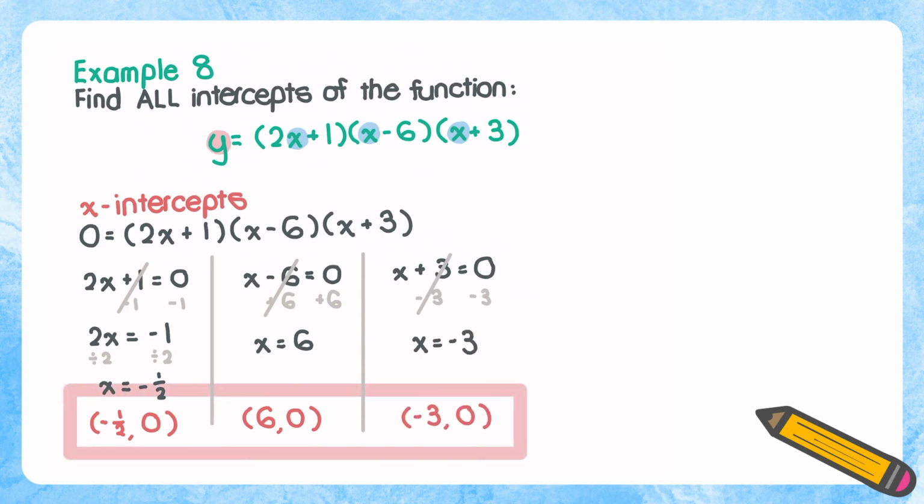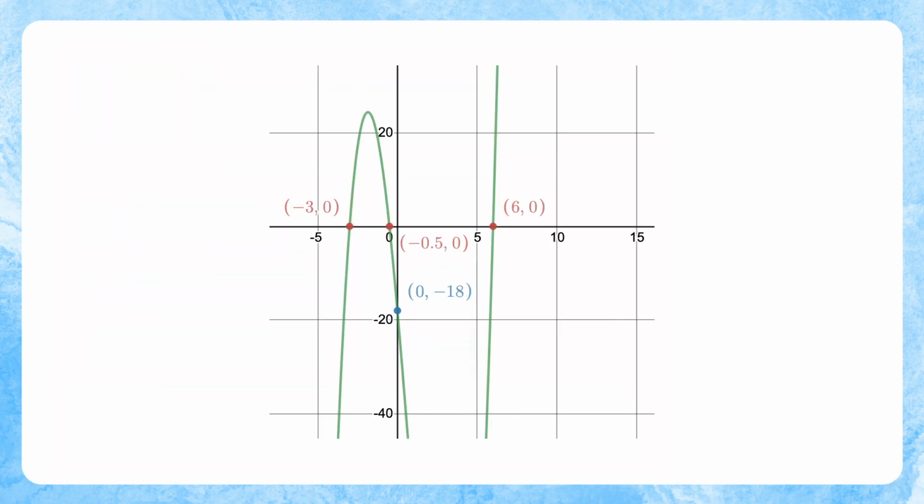All right, so hopefully you got these 3 x-intercepts. Our first intercept is at negative 1 over 2, 0. Our second intercept is at 6, 0. And our last x-intercept is at negative 3, 0. If you have a question about how we got any of these, just let us know. And here's the graph. I know it's a little chopped off at the bottom, but we have our 3 x-intercepts, where the graph crosses the x-axis, and our y-intercept is at 0, negative 18.